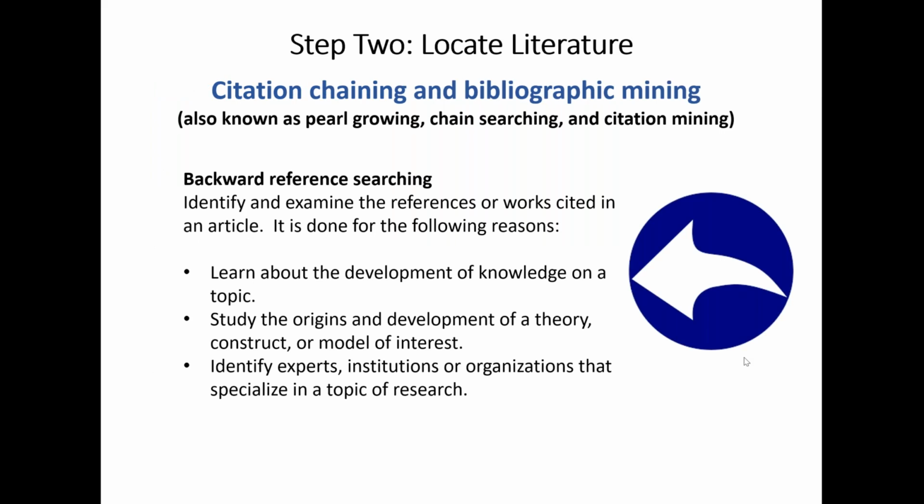All right, so the next thing that I wanted to mention is, as we're locating literature, it's really helpful to use citation chaining and bibliographic mining. It's also known as pearl growing. You might have heard it described as that, or chain searching or citation mining. And there's two types: backwards and forwards citation searching. The first one, backwards reference searching, is identifying and examining references or works cited in an article, right?